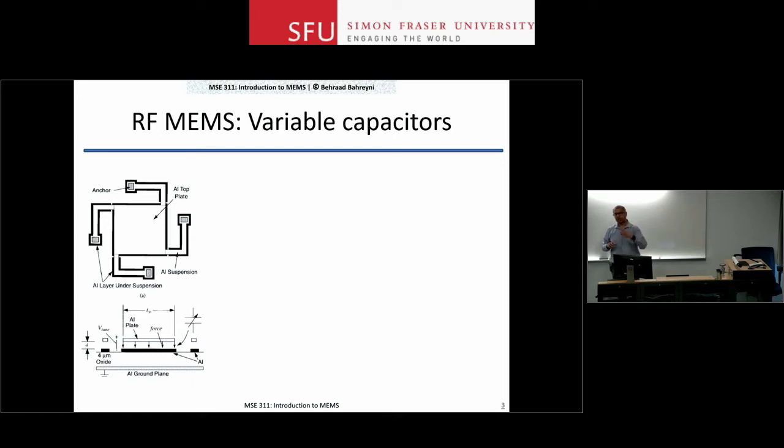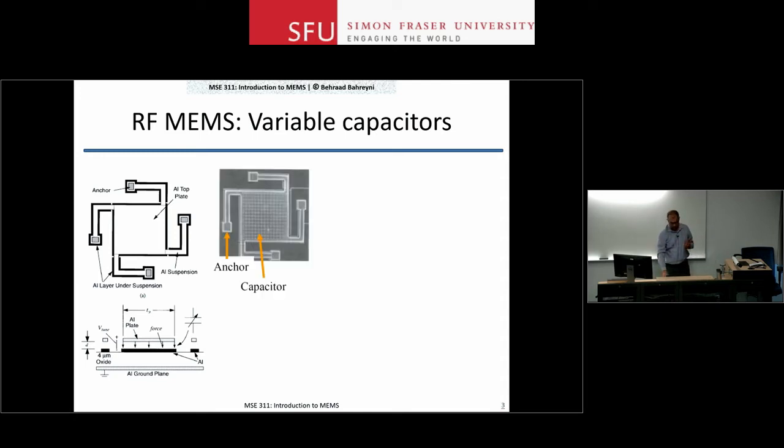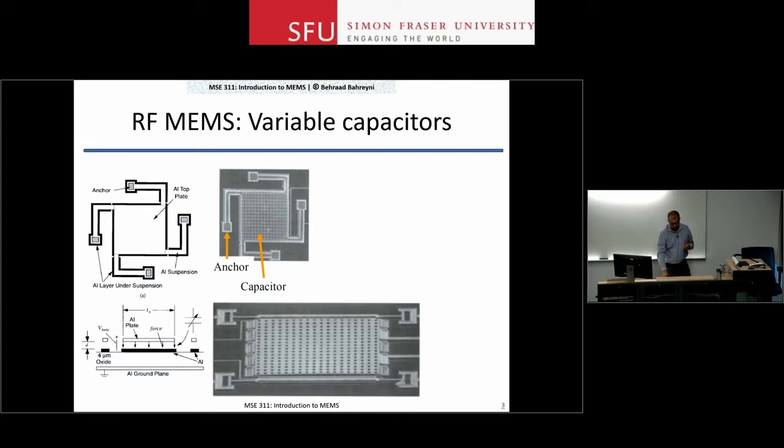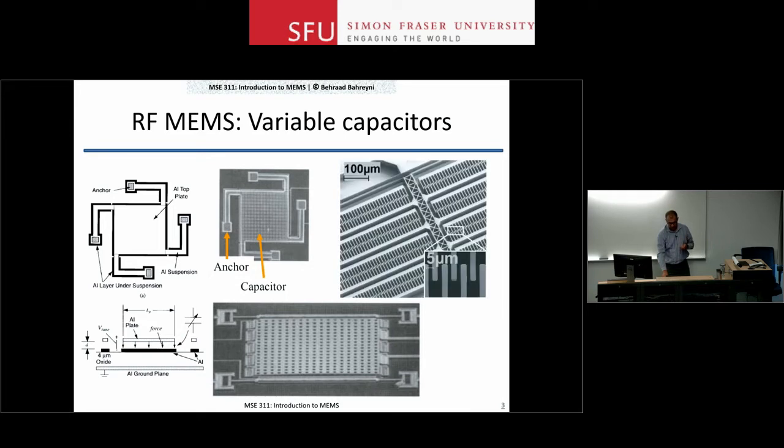But here's one idea of how to make one. You have a plate, some springs in terms of those L shapes, and if you apply a DC voltage, by now you know that the electrostatic force will pull down the plate. That DC voltage will therefore change the capacitance between the fixed electrode at the bottom and the moving one at the top. So this could be one way of making a variable capacitor, and this is a picture of the device.